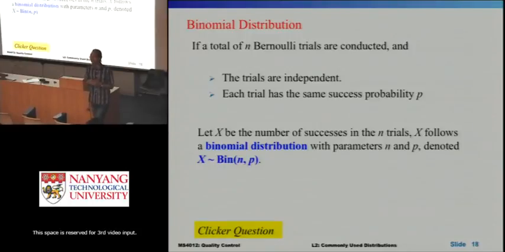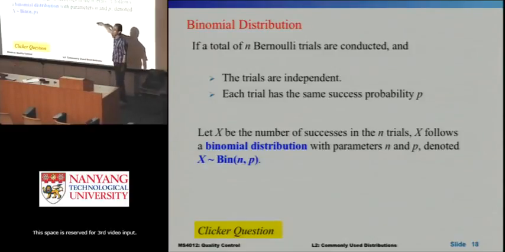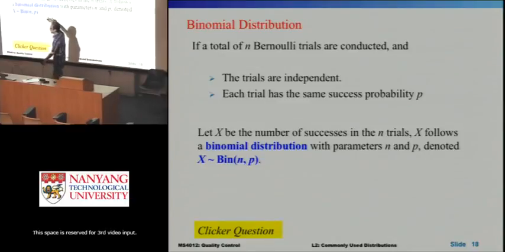It must be random. Okay, so for this one, the number of trials is n, and the successful probability is p. And we write the binomial distribution as random variable X satisfies binomial distribution with n trials and the successful probability p. Then we can see this is the most basic discrete random distribution.